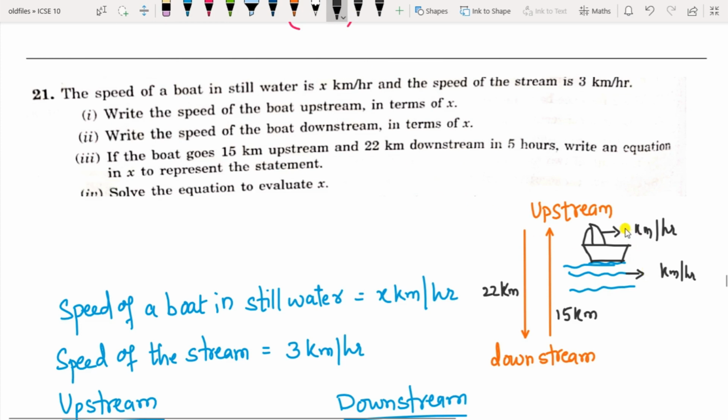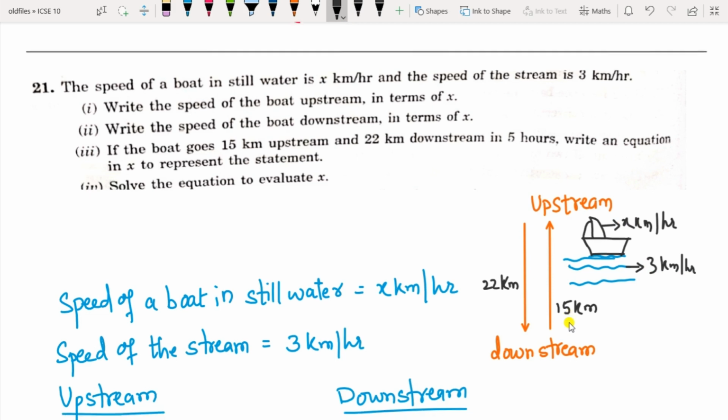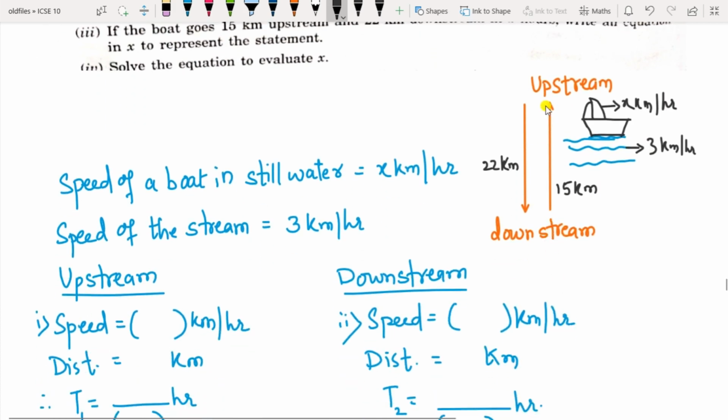So this is the speed of the boat here, that is x kilometers per hour, and this is the speed of the stream, that is 3 kilometers per hour. Now while going upstream it covers a distance of 15 kilometers, and while going downstream it covers a distance of 22 kilometers. So as you know, when we move upstream, the speed of the stream is opposing the speed of the boat. So we have to subtract it here. So it will be x minus 3.